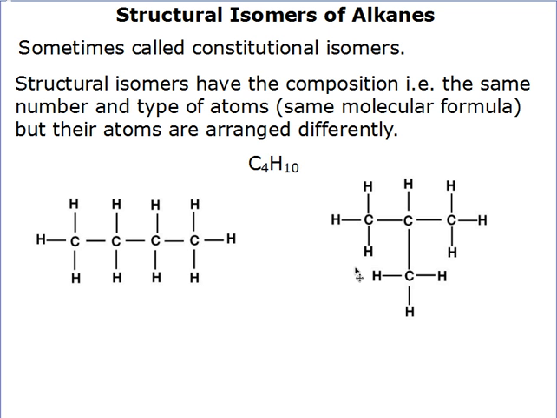On the right is a branched chain version of the same molecular formula. There are 4 carbons and 10 hydrogens around the outside. So this too is a form of C4H10. It's an isomer of butane.